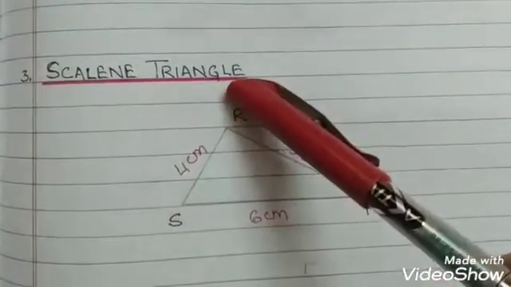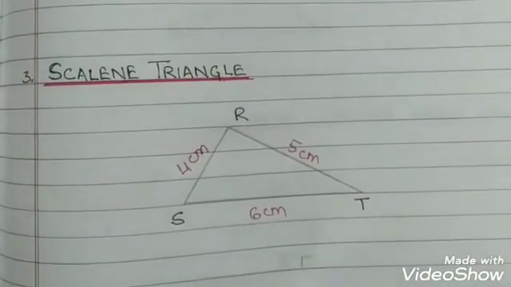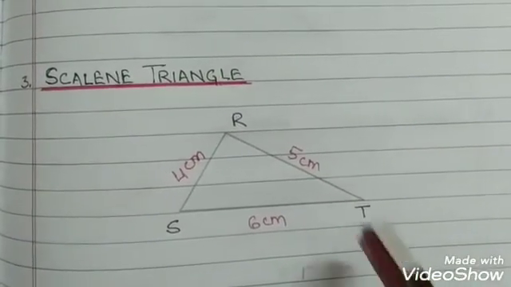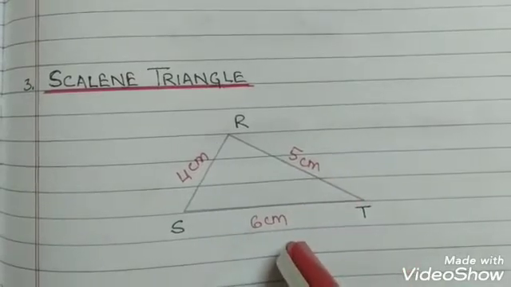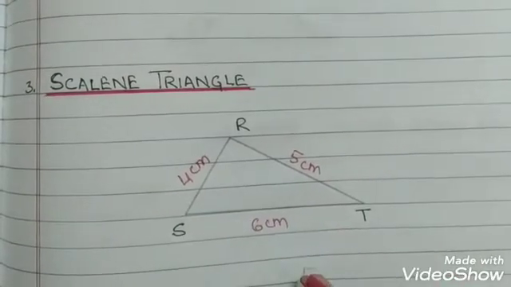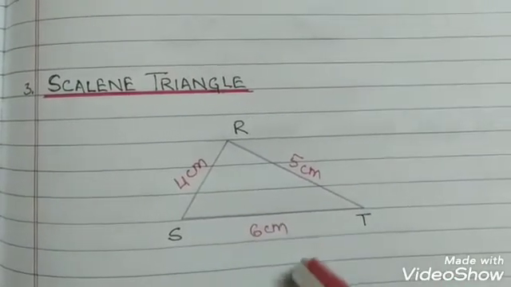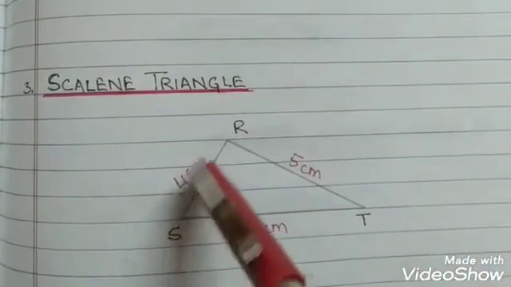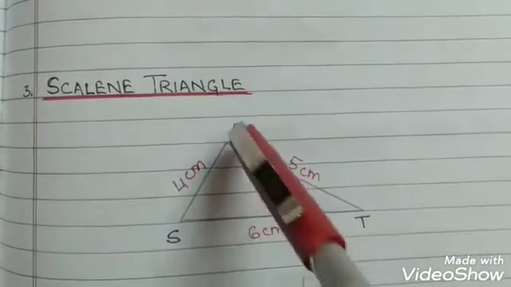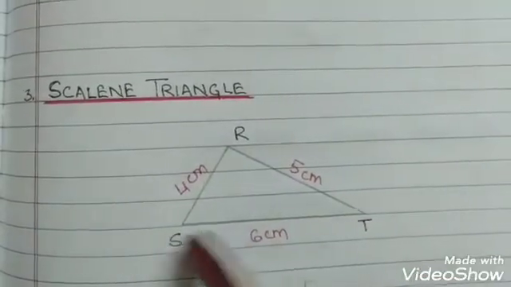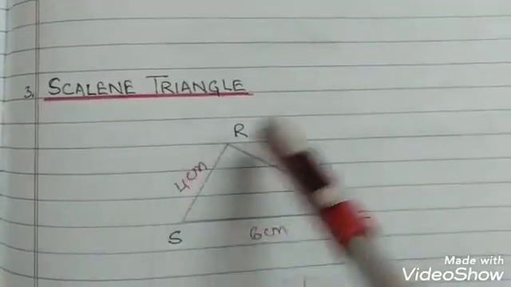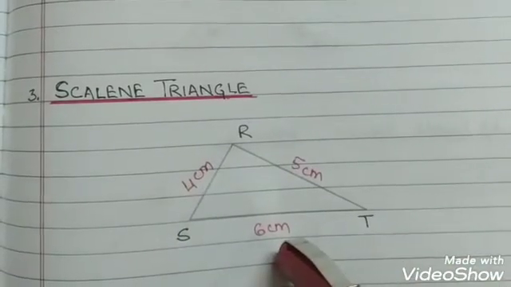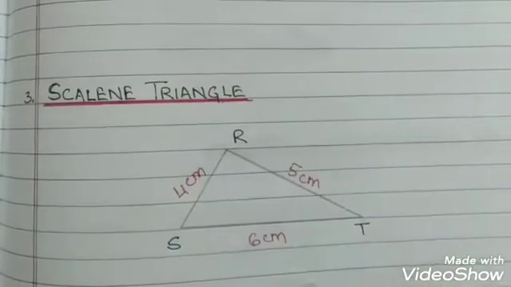Next is scalene triangle. A triangle with no sides equal, means none of the side is equal. All the three sides have different measurement. Then it is called a scalene triangle. In this triangle you can see RS is 4 centimeter, RT is 5 centimeter and ST is 6 centimeter. All the three sides have different measurements. So it is called a scalene triangle.